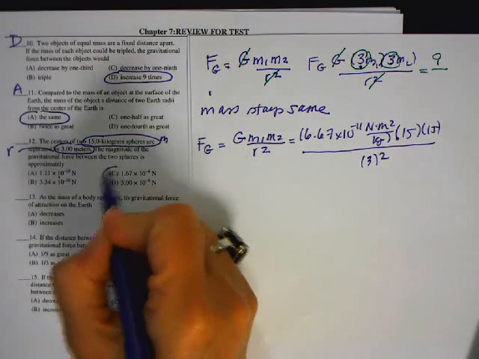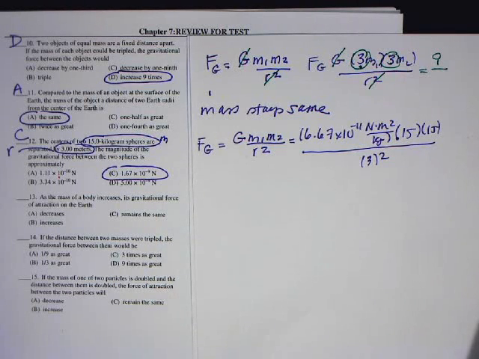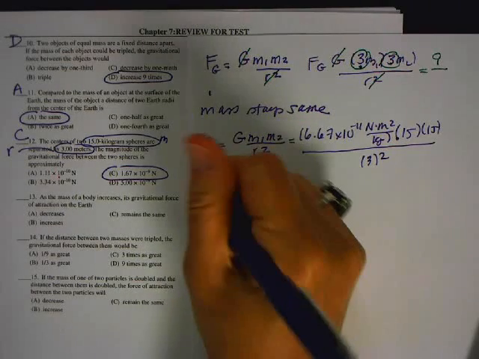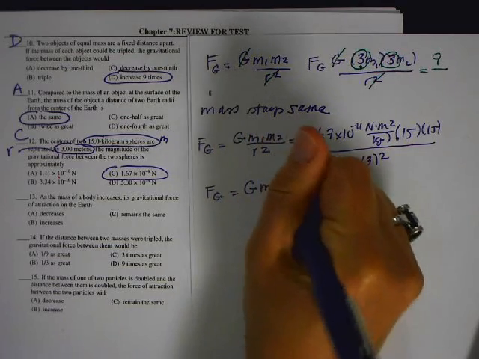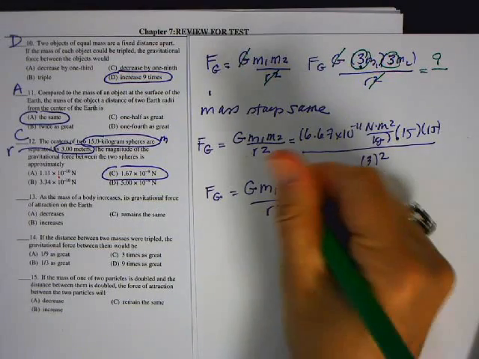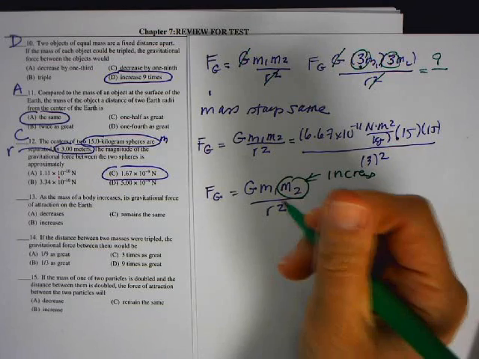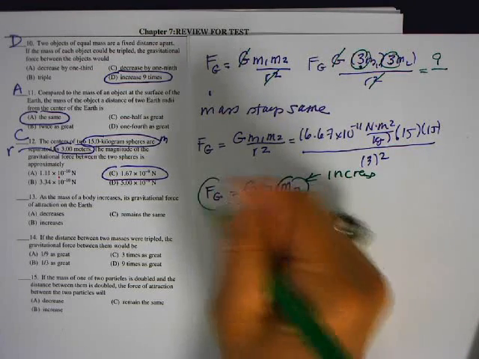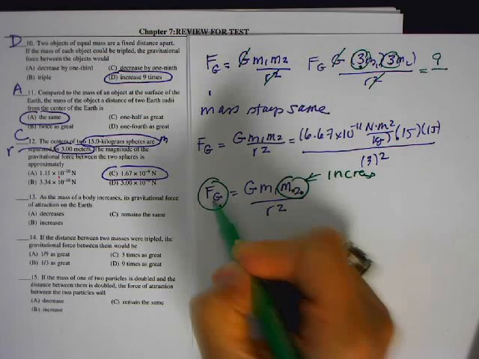Number 13, as the mass of a body increases, the gravitational force. So again, you're going to look at the equation, F of G is equal to big G m1 m2 over r squared. So it says if one of these masses increases, what happens to the gravitational force? Well, this is in the numerator. So if this gets bigger, this also gets bigger because these are directly proportional. So the answer is going to be increases.